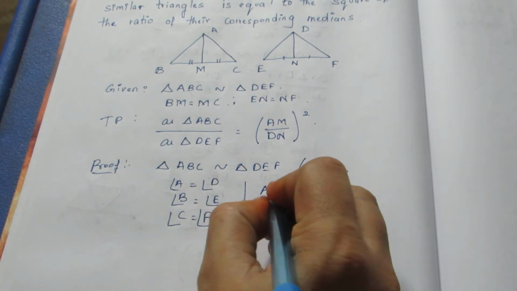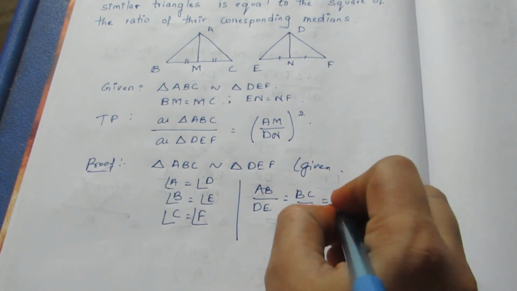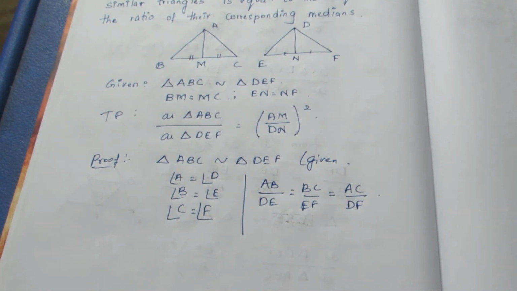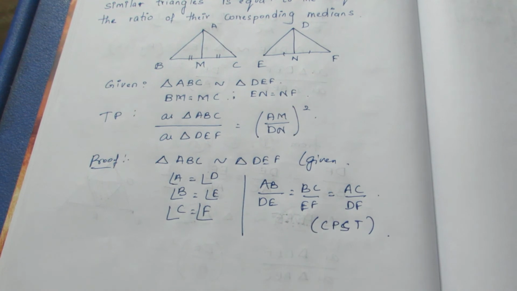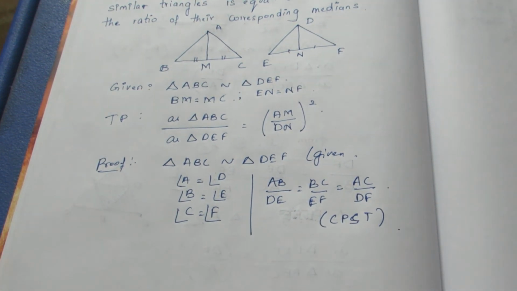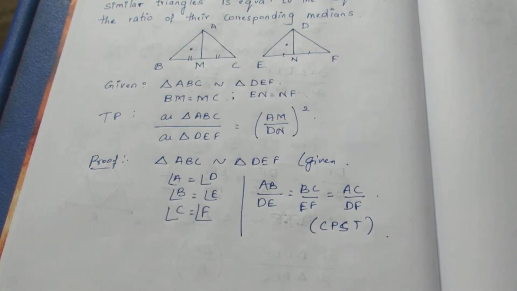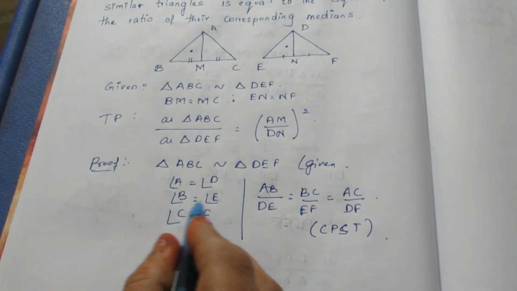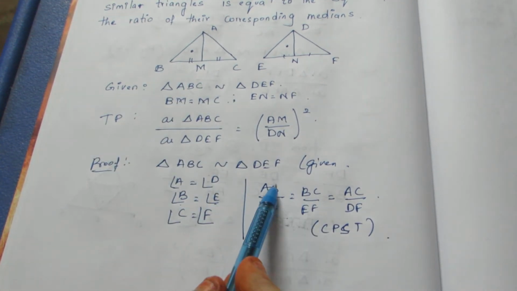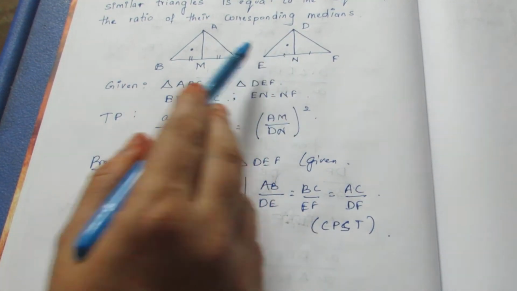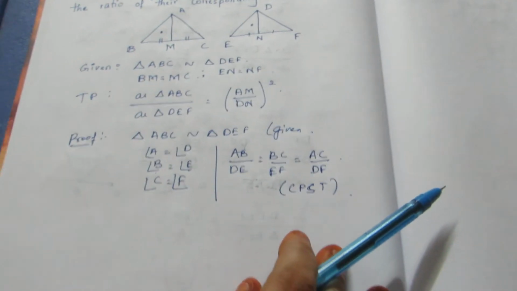Same way AB by DE is equal to BC by EF is equal to AC by DF. So this is all according to the corresponding parts of similar triangles. Let me take these two triangles and prove the similarity. We know that angle B equal to angle E in these two triangles, and we know that AB by DE is equal to BC by EF. Let us take these two points and we can prove that the two triangles are similar.